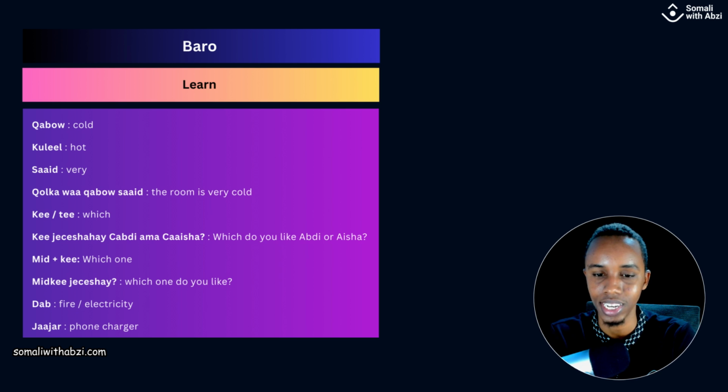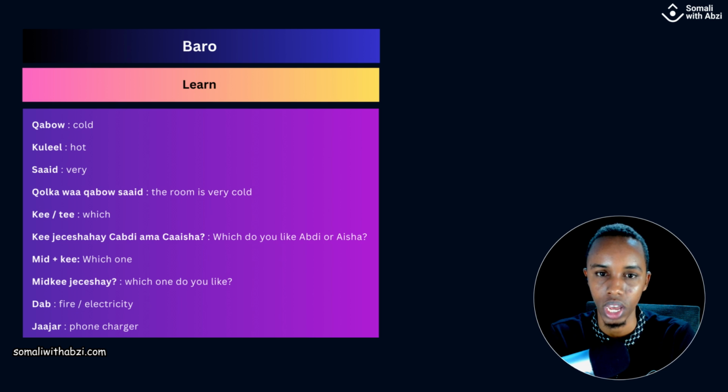The next one is ke jeceshahay Abdi ama Caaisha, like which do you like? Ke jeceshahay. You can use people's names, things like that. I can also say ke jeceshahay canjeero iyo shaah, or ke jeceshahay bariis iyo basto. Same. The next one is midkee.